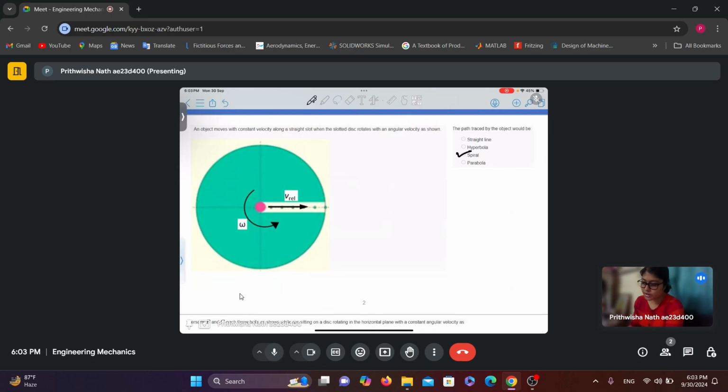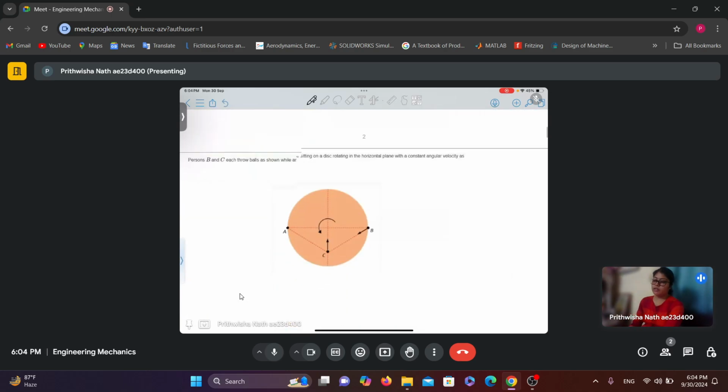For the first question, an object moves with a constant velocity along a straight slot. When the slotted disk rotates with an angular velocity as shown, the path traced by this object would be obviously spiral, right?